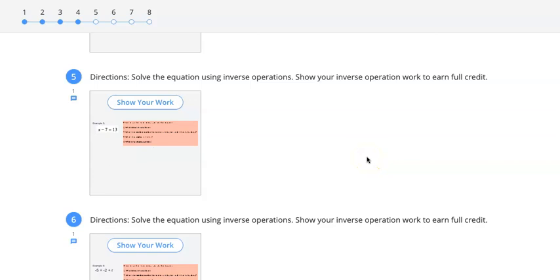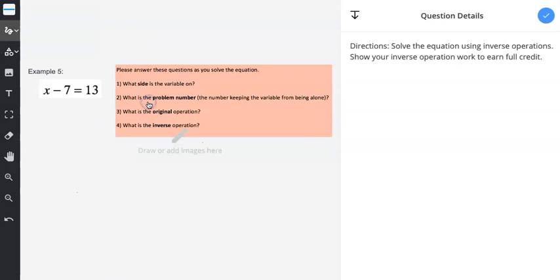In this video, we're going to complete example 5 and example 6 on solving one-step equations involving subtraction. Let's take a look at example 5.